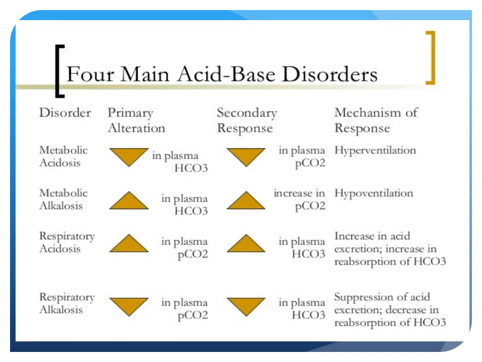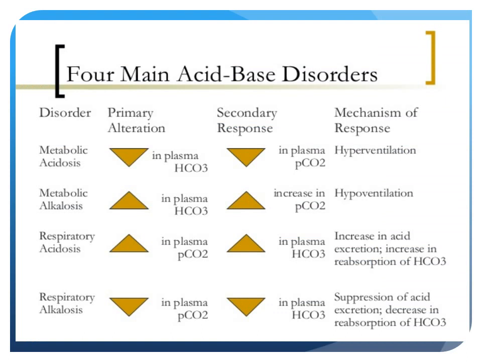So this slide is just a recap of the 4 disorders we have learned in the previous slides. Each column you can see, first is the disorder, second is the primary alteration, third is the secondary response, that is the compensation, and fourth, how does the body compensate. So let's have a brief recap. Hope this benefits you.